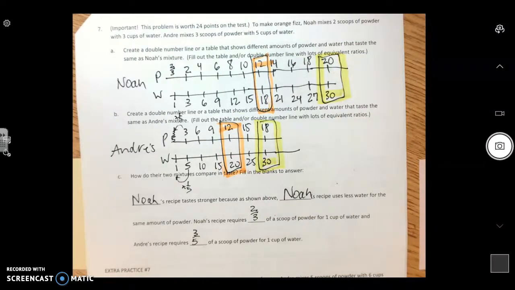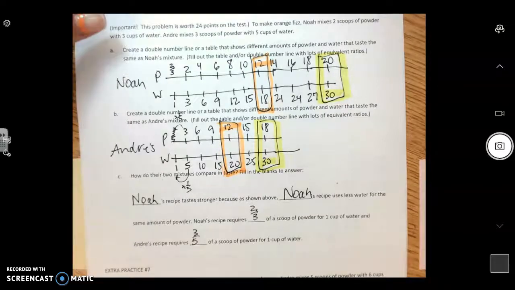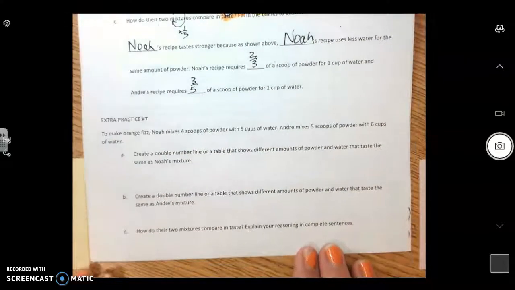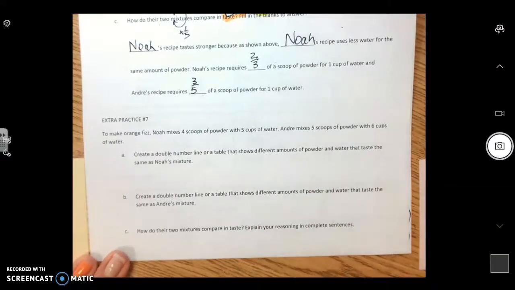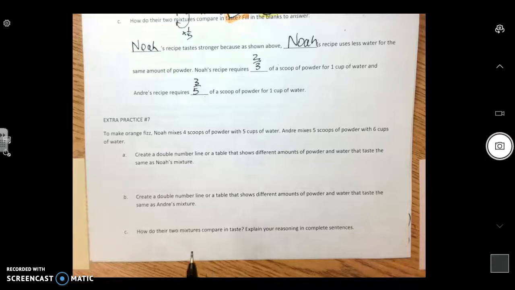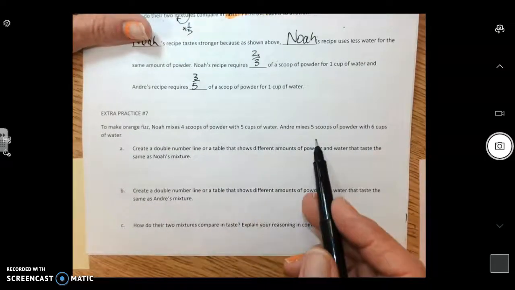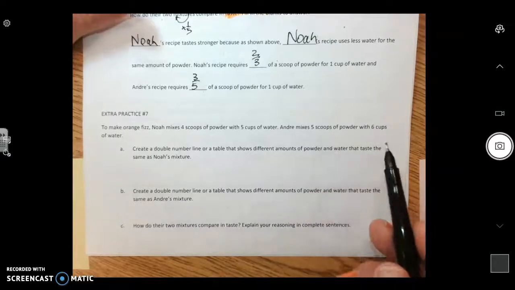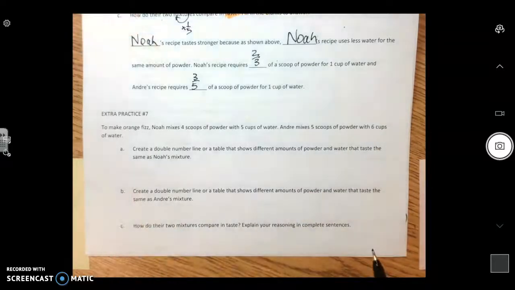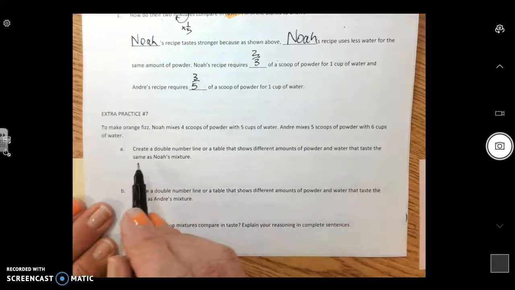Okay, let's practice that one more time because we need some extra practice for number 7. This one's worth 24 points in the test. We want everybody to do well. So let's practice. To make orange fizz, Noah mixes 4 scoops of powder with 5 cups of water. Andre mixes 5 scoops of powder with 6 cups of water. We're going to create a double number line that shows the same taste as Noah.